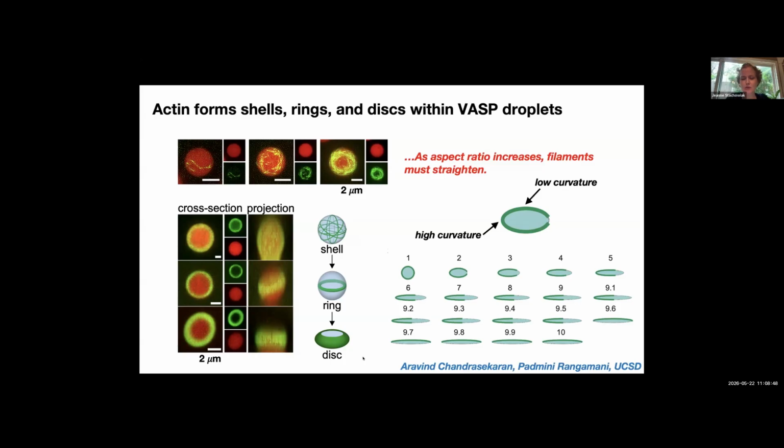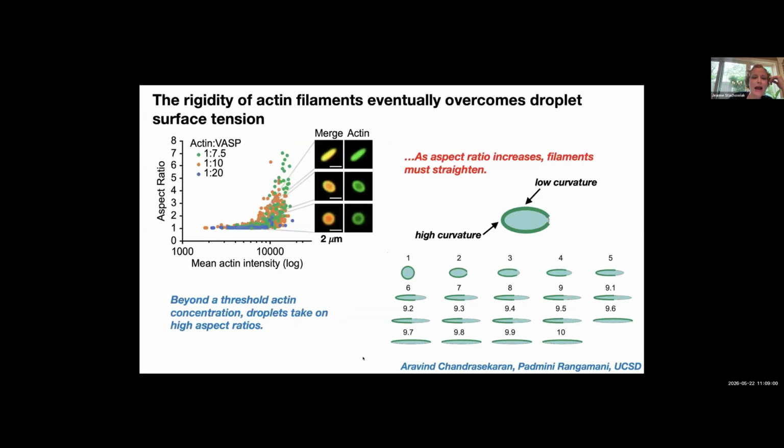And I have to admit, I was skeptical of that prediction. I told Kristen, these theorists, they make all kinds of crazy predictions. You can't listen to them. But Padmini is an old friend, so we decided to humor her. And so we added more actin to this system. And sure enough, we did start to see some elongated morphologies.